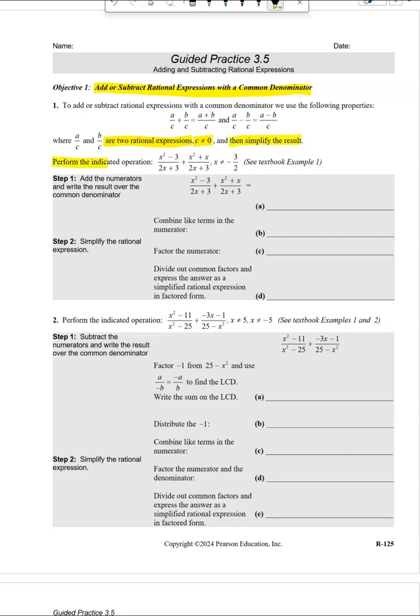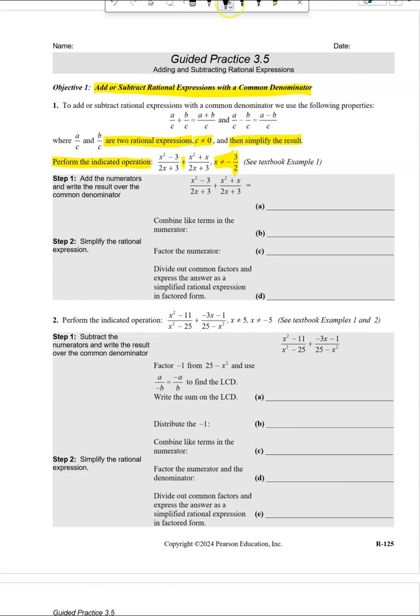So perform the indicated operation, which is addition, for this equation, and we know that x cannot equal negative 3/2, because if we set 2x plus 3 not equal to 0, we get that x cannot equal negative 3/2. So that's going to be our restriction on this one, okay? So we're going to add the numerators and write the result over the common denominator. And our common denominator is going to be 2x plus 3.